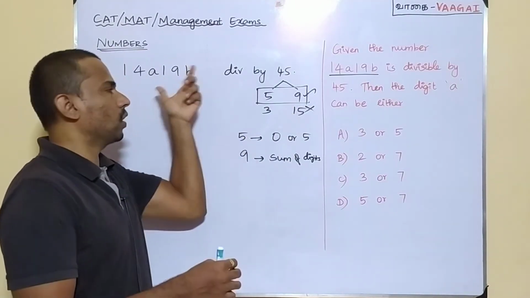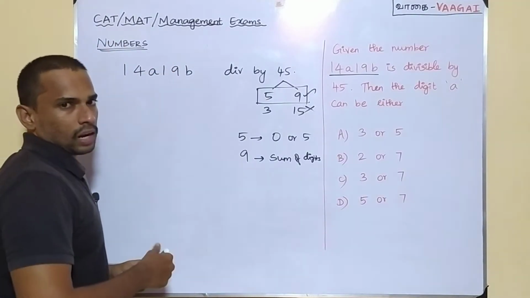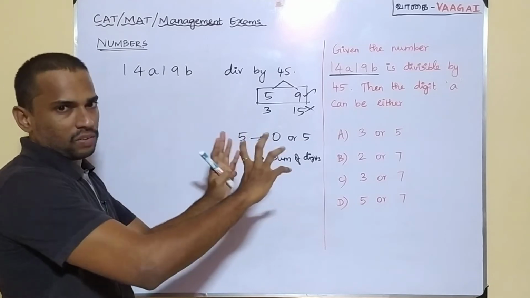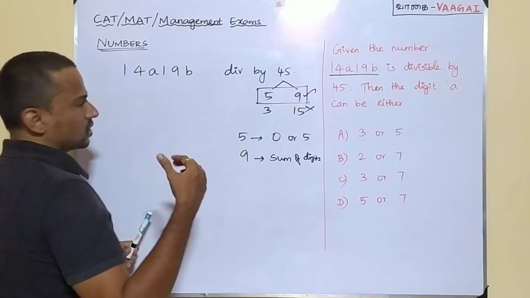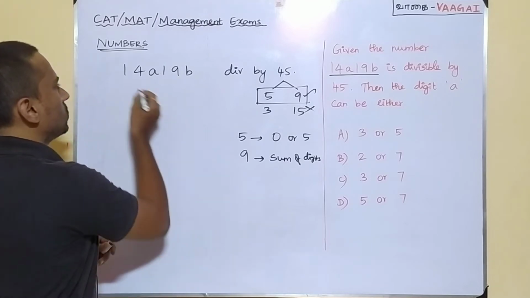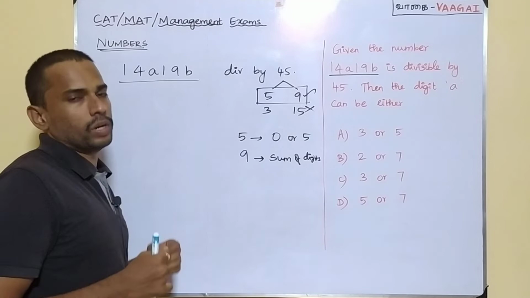Because these points are what we are going to use here in our question to solve the problem. Coming back to our number, almost the preset work is done. Now come to our number. What number is given to us? Our number is a 6-digit number, 14A19B.